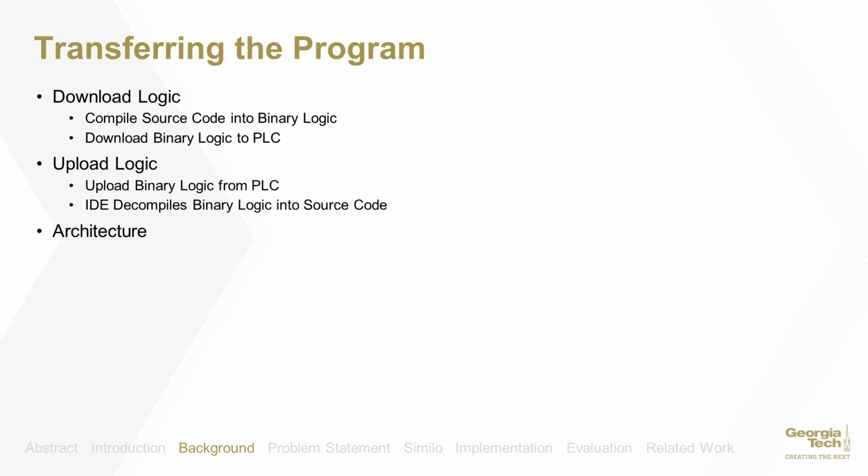To extract the binary control logic from the PLC, an upload must occur. The upload transfers the binary control logic files from the PLC to the engineering software. Once the files arrive at the engineering software, they are then decompiled back into their high-level source code. The act of downloading or uploading can be performed either locally by connecting the PLC directly to the computer, or remotely by placing the PLCs on a network accessible by the engineering software's host.